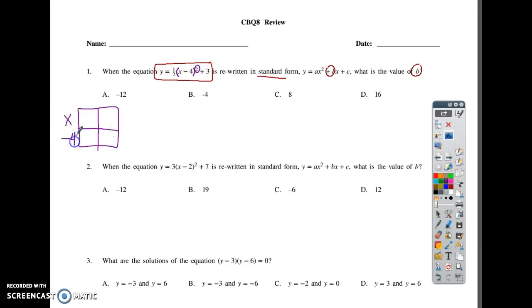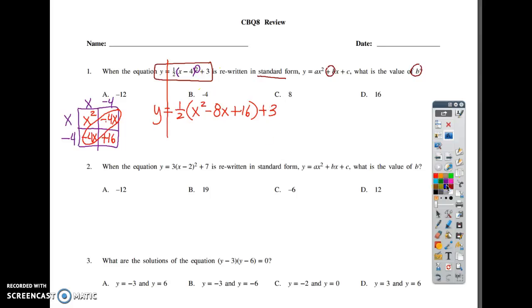x minus 4 times x minus 4. So start multiplying. That gives you x squared minus 4x minus 4x plus 16. And you combine like terms, so that would give you a negative 8x. So now I have y equals 1/2 parentheses, everything that I just got here, which is x squared minus 8x plus 16. Because when you combine these two, it gives you negative 8x. And then bring down the plus 3.